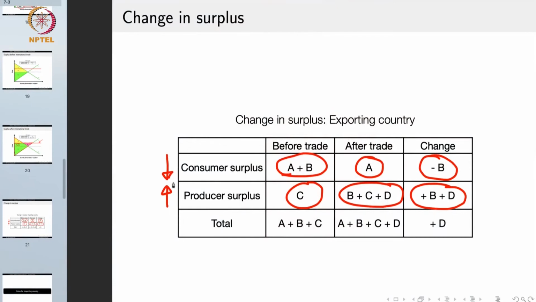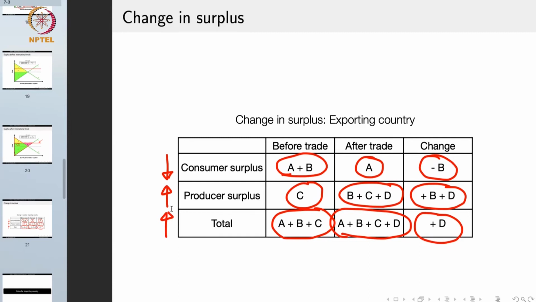So the consumer surplus reduces, the producer surplus increases. What about the total surplus? Earlier it was A plus B plus C, but now it has become A plus B plus C plus D. And so the change is plus D. So the total surplus increases.